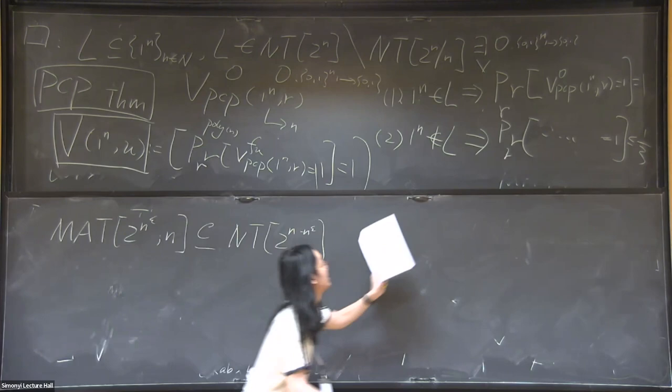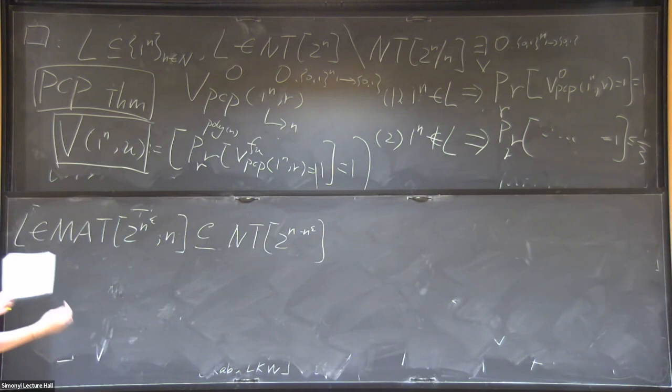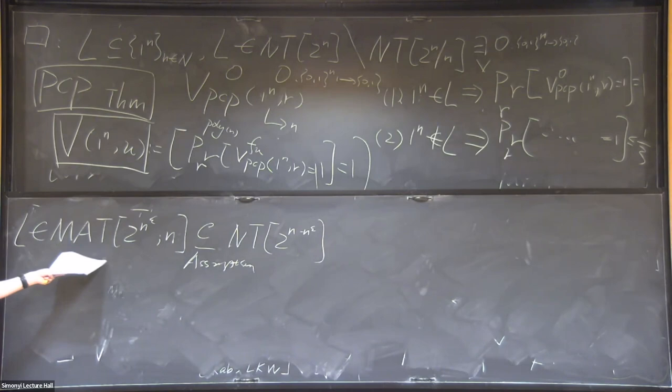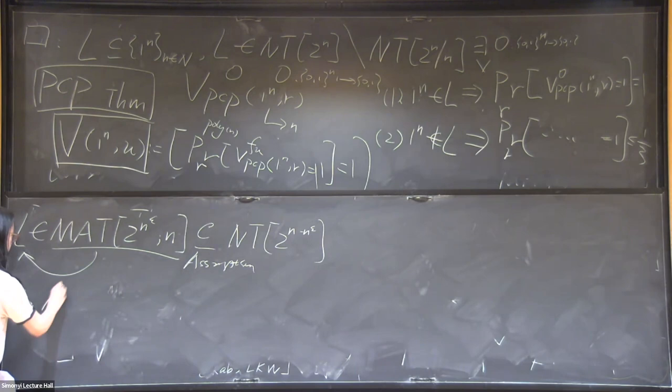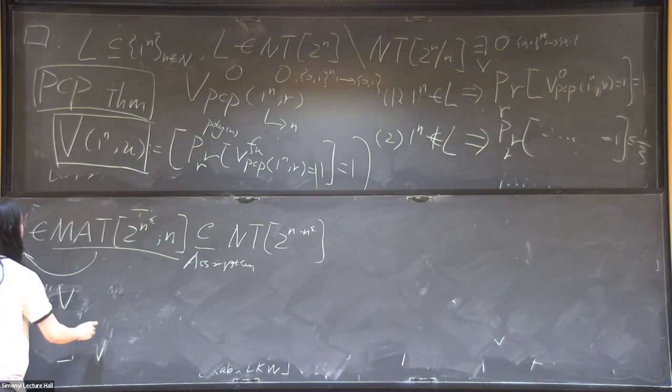Okay. So if we can put the language L in this class, we'll get a contradiction, right? Because this is our assumption. So our goal is to give a Merlin-Arthur time algorithm of this type for L, under the assumption that the V I just defined here has an easy witness.